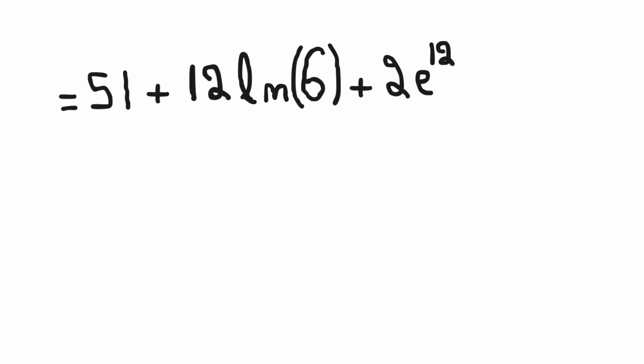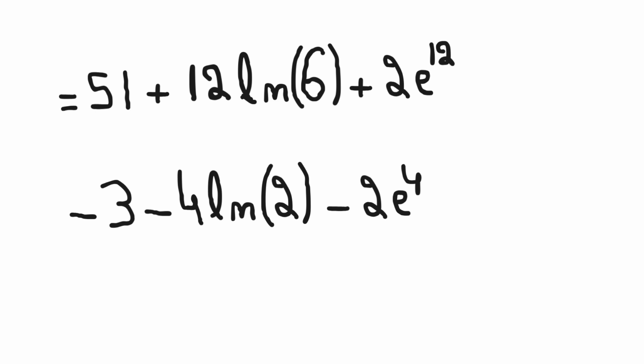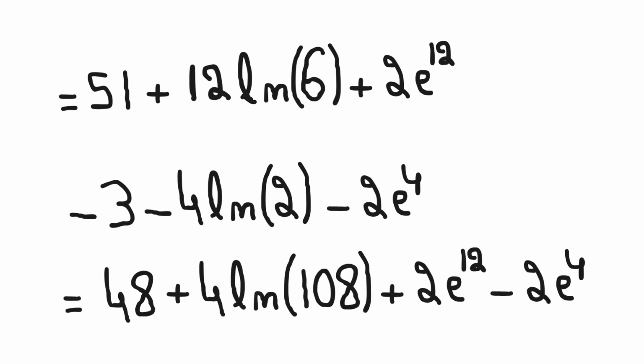And in the final step, we calculate to get 51 plus 12 ln 6 plus 2e^12 minus 3 minus 4 ln 2 minus 2e^4. And the final result will be 48 plus 4 ln 108 plus 2e^12 minus 2e^4.